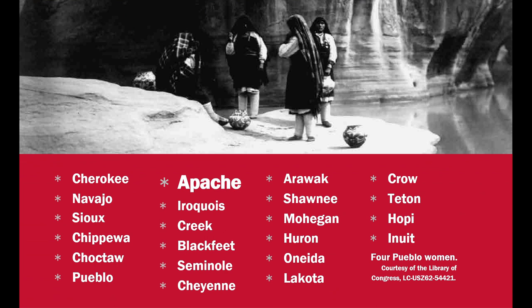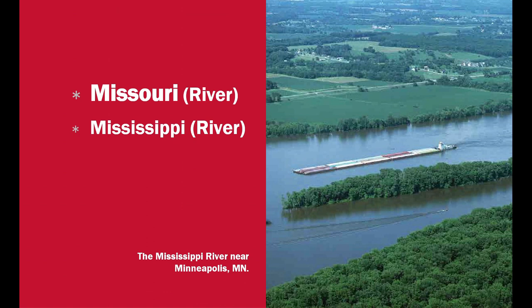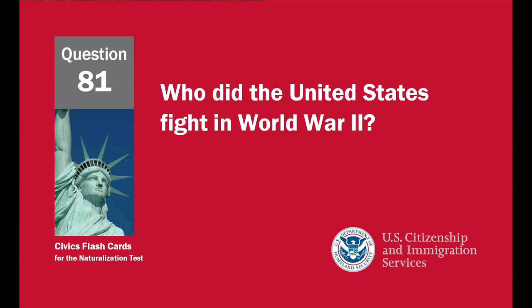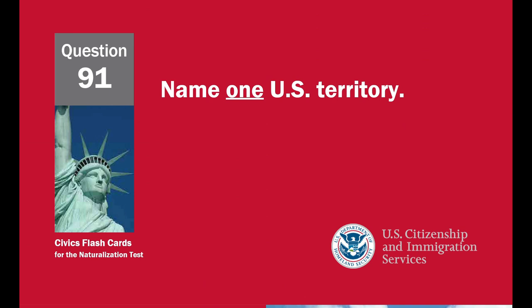Name one of the two longest rivers in the United States. Missouri River. What ocean is on the west coast of the United States? Pacific Ocean. Who did the United States fight in World War II? Japan, Germany, and Italy. Name one U.S. territory. Puerto Rico.